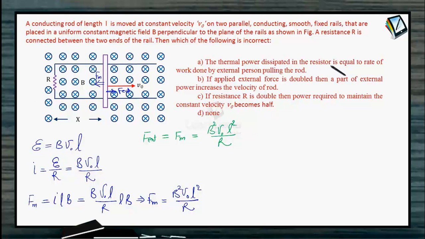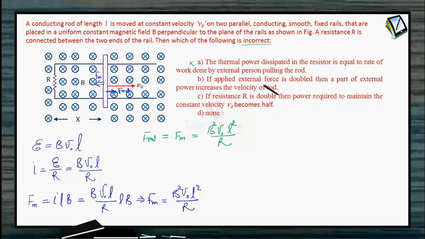Option A: the thermal power dissipated in the resistor R is equal to the rate of work done by the external person pulling the rod. As you can see, the rod velocity is constant, as it is said that it is to be moved with constant velocity. Since velocity is constant, there is no change in kinetic energy. So whatever work is done by the external agent must be dissipated as heat across this resistance. So this option is correct, but we have to find the incorrect option, so this is not the answer.